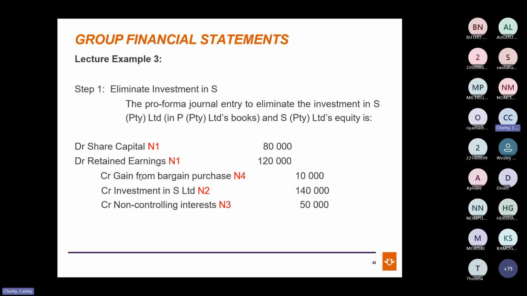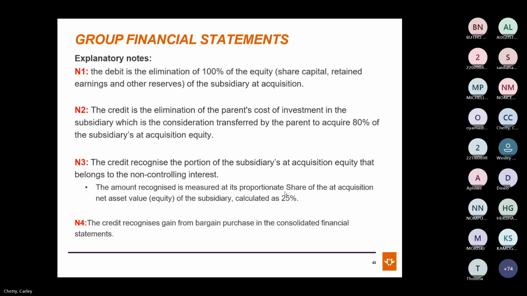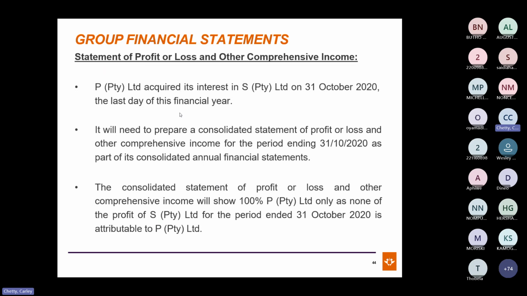Then we have our gain from bargain purchase. We are going to credit gain from bargain purchase with 10,000 Rand. This is the amount, so the parent paid less than what they got. So it has resulted in a gain on bargain purchase, and this is going to be recorded in the consolidated financial statements. It is an income shown in the statement of profit and loss. Okay, this is just an explanation of what I've said in the pro forma journal entries, okay?